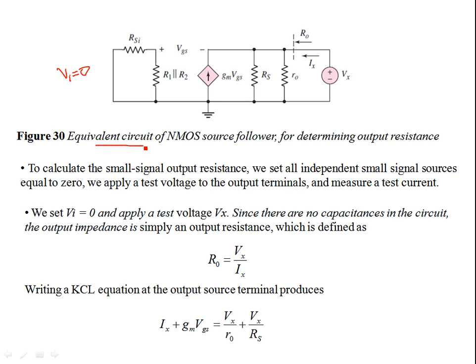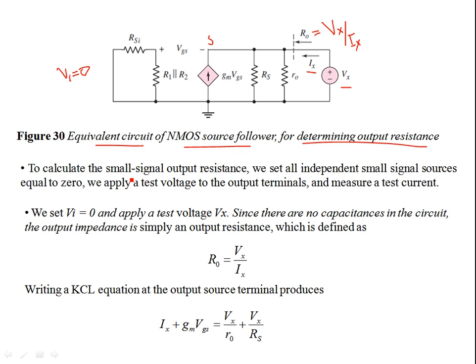So this is an equivalent circuit for the NMOS source follower for determining the output resistance. Over here we are applying a voltage source Vx, and there's a current Ix flowing towards the source node. Basically, your R0, the output resistance, is the ratio of Vx by Ix. That's how you determine the output resistance.